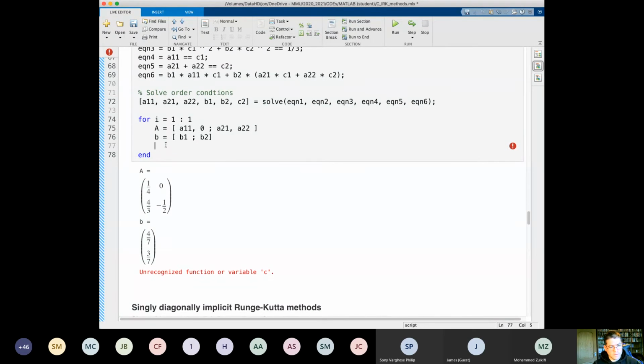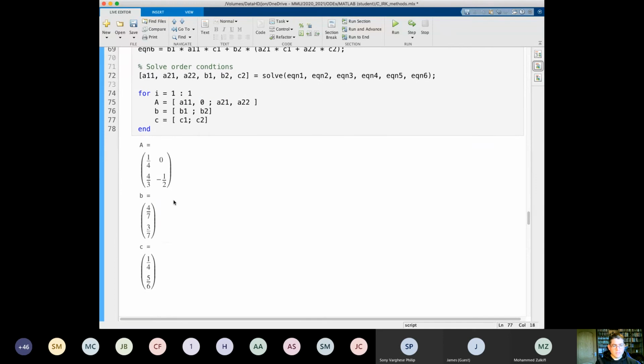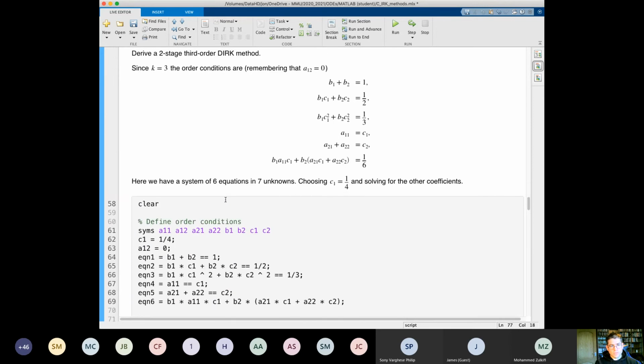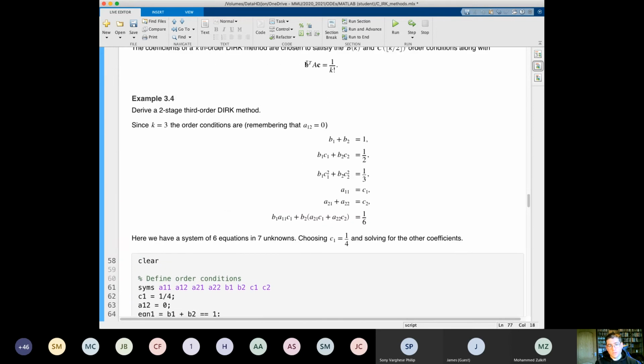Oh yeah, I should also have listed the C1s. So that's the DIRK method, for a third order DIRK method, what we had here. The only difference is we have this additional order condition there.